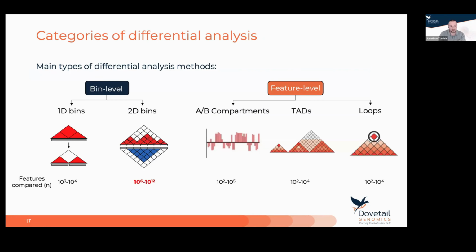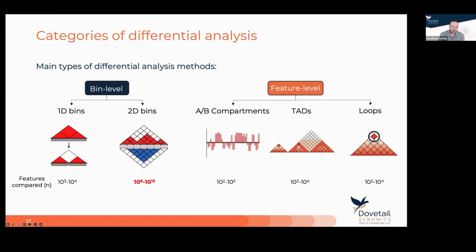So how do we categorize the types of differential analyses? I like to break them down into two main levels. We have the bin level. Bins meaning we don't necessarily care what the features are. This is feature agnostic, right? We're basically looking at the individual interactions on a genome scale. And there are one-dimensional bins, which fall into things like TAD insulation scores and AB compartment eigenvectors, basically a bin that you can summarize in an individual 1D dimension.